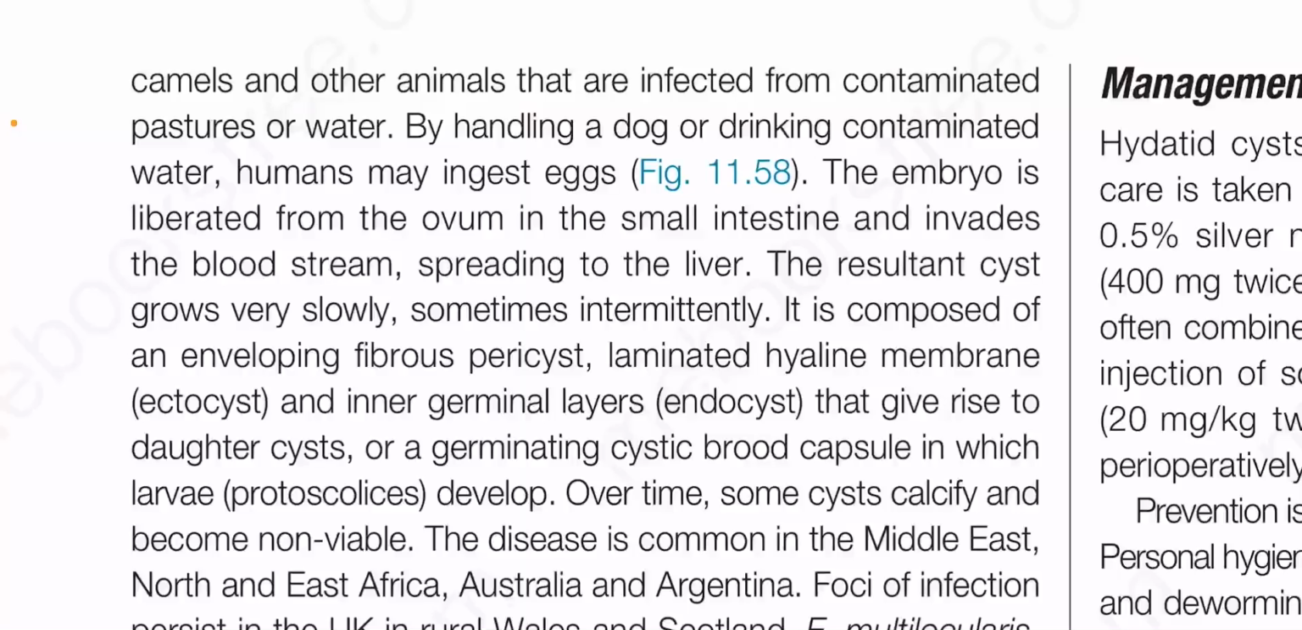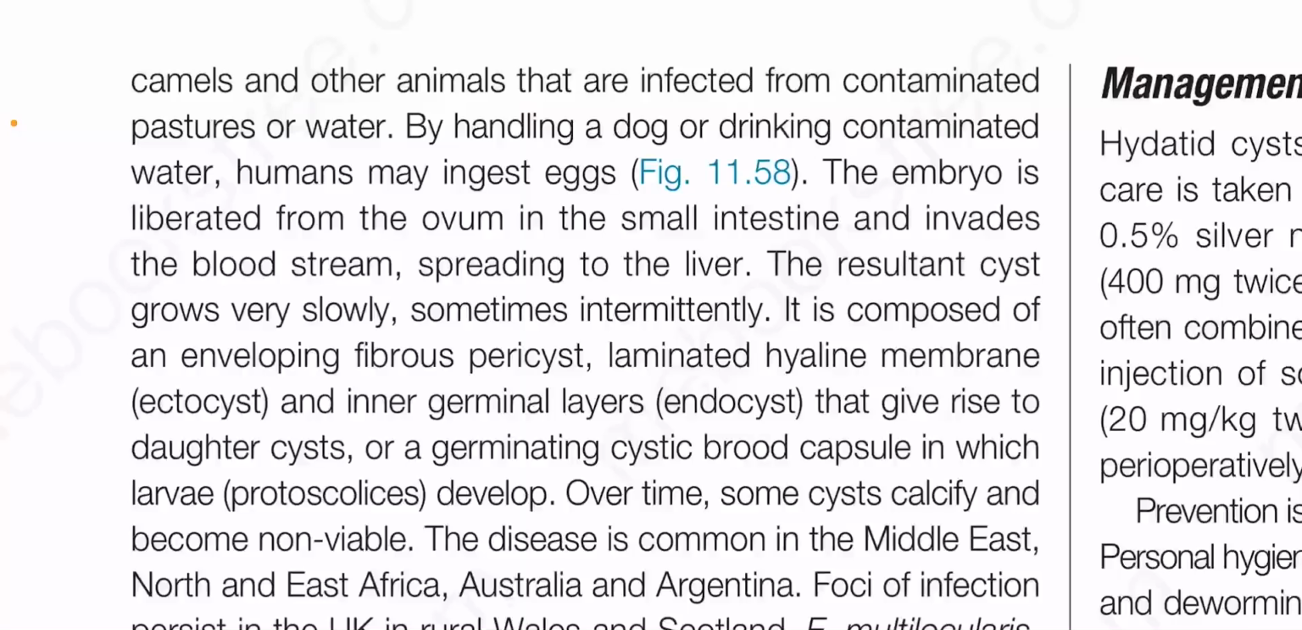By handling a dog or drinking contaminated water, humans may ingest eggs. The embryo is liberated from the ovum in the small intestine and invades the bloodstream, spreading to the liver. The resultant cyst grows very slowly, sometimes intermittently.